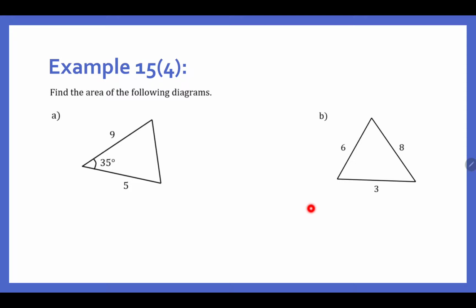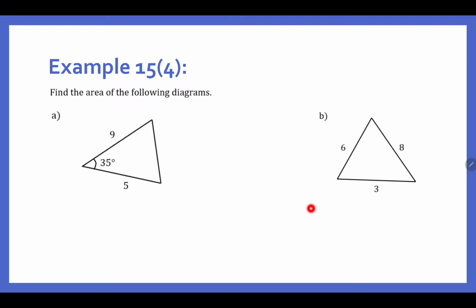Okay, so we know that we have three formulas altogether. The first one is area equals 1 over 2 times height times base. Second one is area equals 1 over 2 AC sine x. Third one is using Heron's formula. Okay, so kita tengok yang mana yang sesuai.